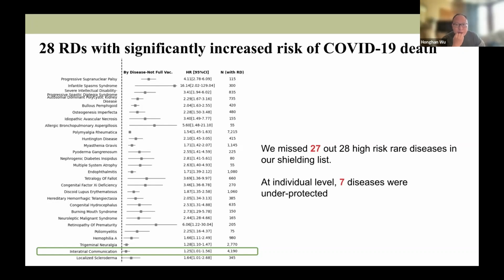But if you look at the individual level, 7 diseases were underprotected based on the public health policy during the pandemic. Out of the 28 I just highlighted, only 1 disease was included in the public health policy for the pandemic management during that time, which means we might have missed a lot of these high-risk patients in our shielding list during the pandemic.